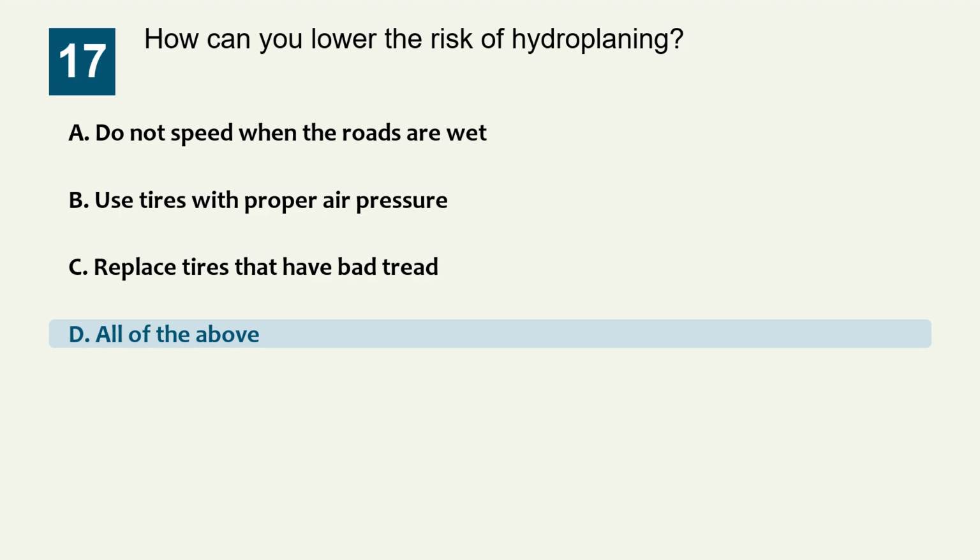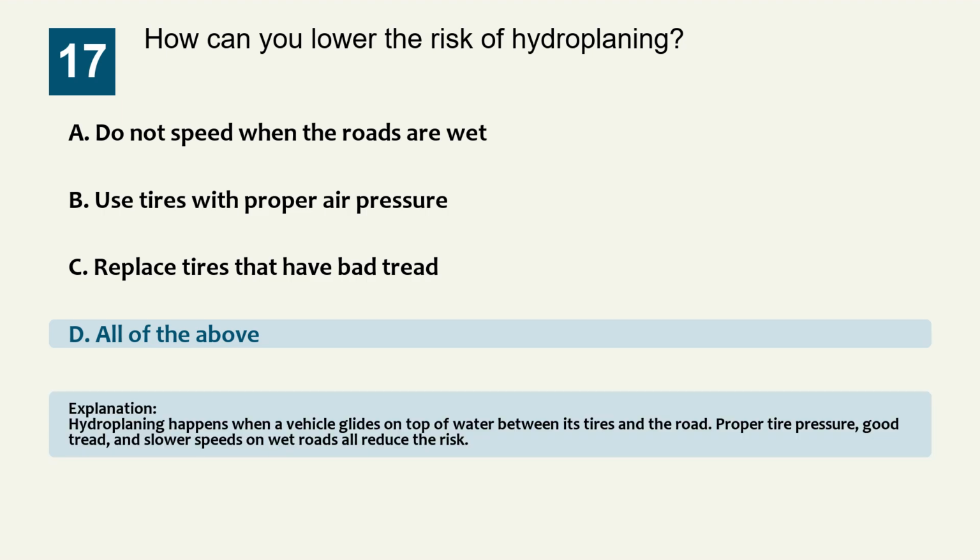The correct answer is option D, all of the above. Hydroplaning happens when a vehicle glides on top of water between its tires and the road. Proper tire pressure, good tread, and slower speeds on wet roads all reduce the risk.